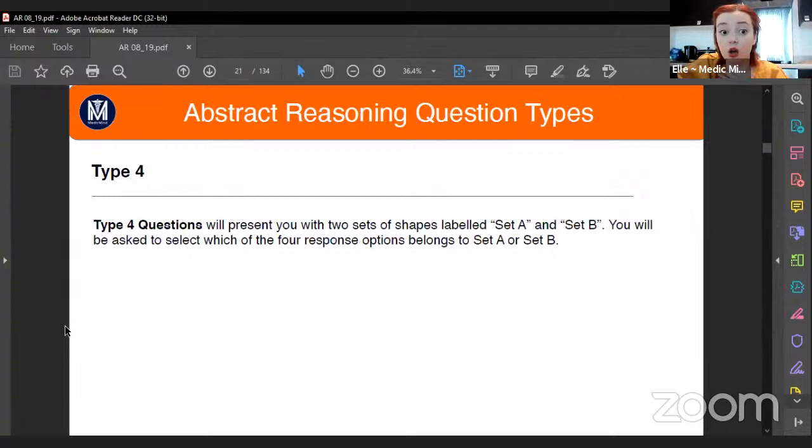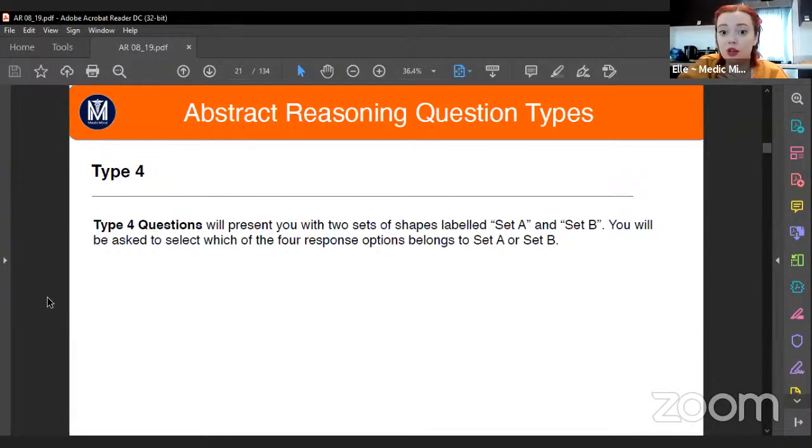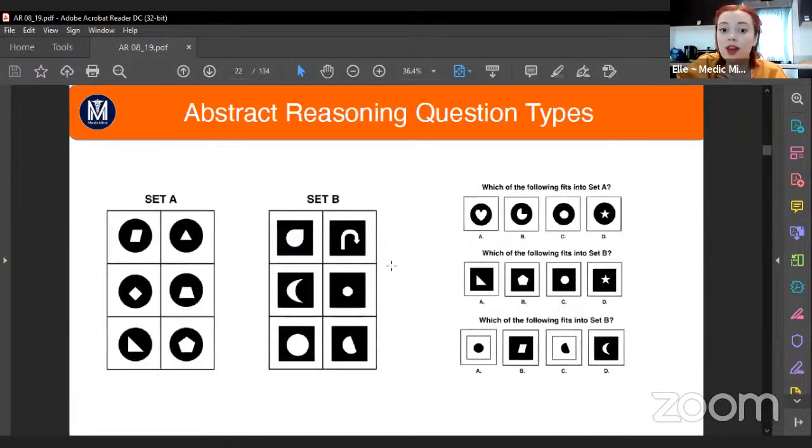And these look a lot like set A and set B type 1 questions. But the way that you respond is slightly different with type 4 questions. So rather than having one shape that says, would this go in set A or set B? We've now got an option of 4, and you're choosing which one fits in.